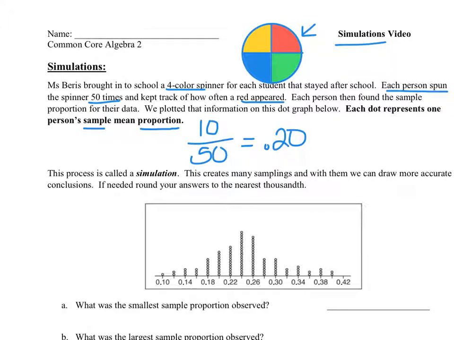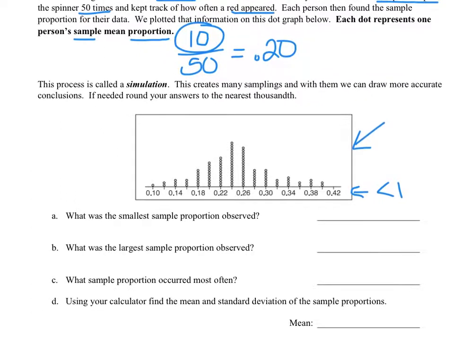So you're either going to see it like this, where each dot is a sample proportion. All of these numbers down here are always less than 1 and greater than 0. They're always a decimal. It's always a probability. Or you're going to see a how many. So we could have also made it by graphing the 10, just knowing that each one was out of 50. So each one of these is one person's mean proportion, how many they actually got when they spun the spinner.